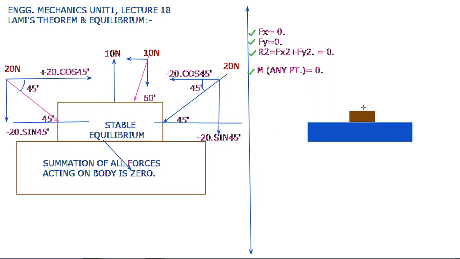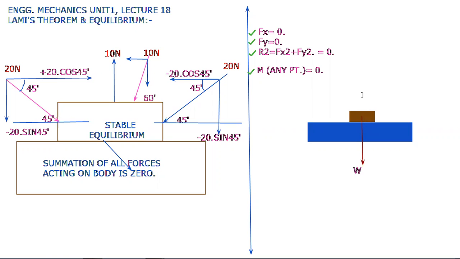This duster has its own weight, right? Suppose the duster has 100 gram weight. The weight will be acting in downward direction. That will be your W. Remember, weight always acts in downward direction. And according to Newton's third law of motion, to every action there is equal and opposite reaction.